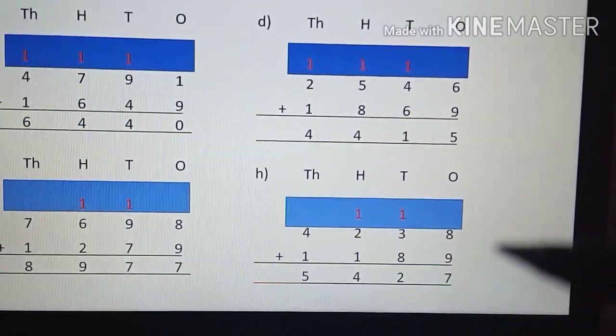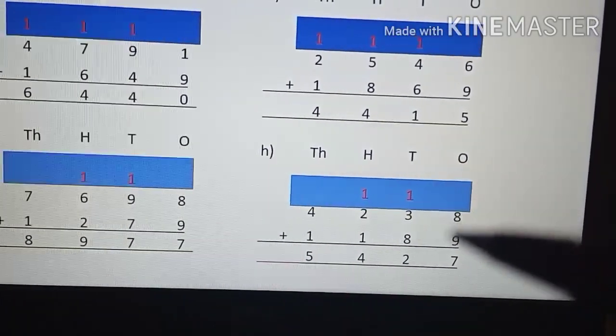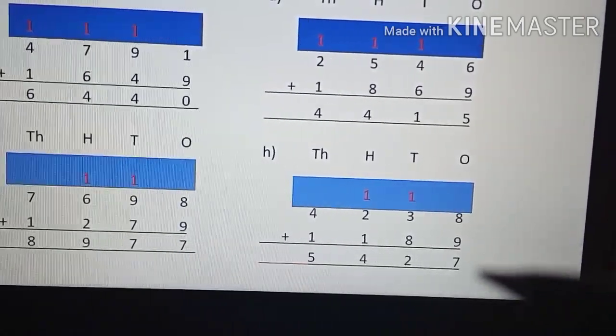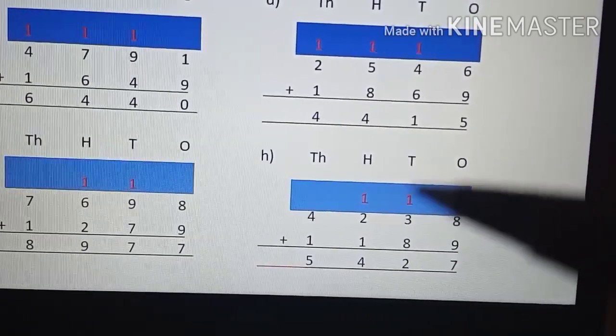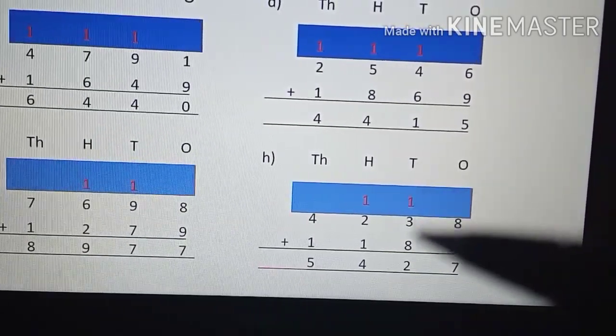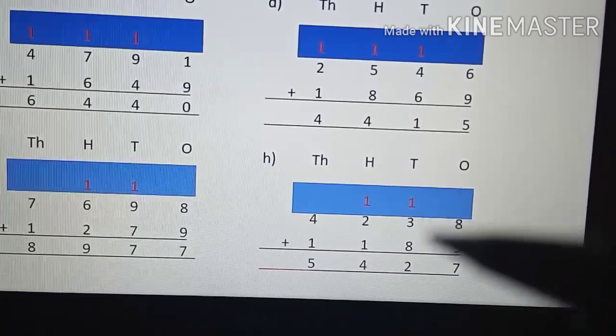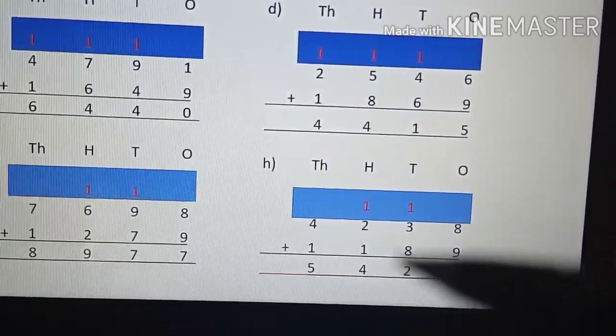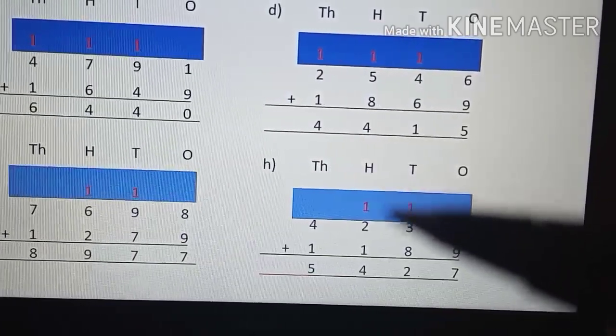Now question number 8, children. Under the ones column we have digits 8 and 9. 8 plus 9, 17. 7, carry over 1 under the tens column. Now you add digits under the tens column. So we will add 1 plus 3 plus 8, that is 12. Write your 2 here and 1 carry over under the hundreds column.